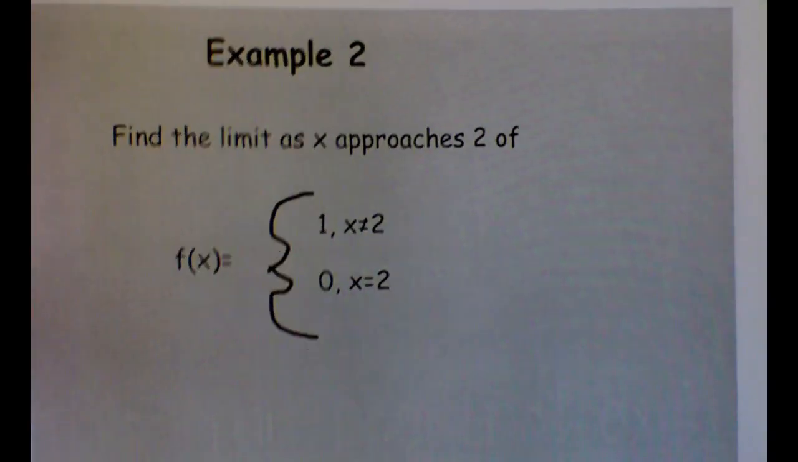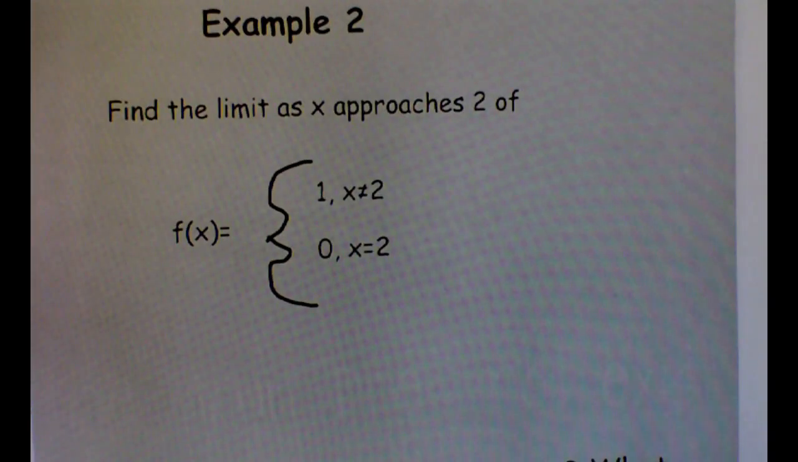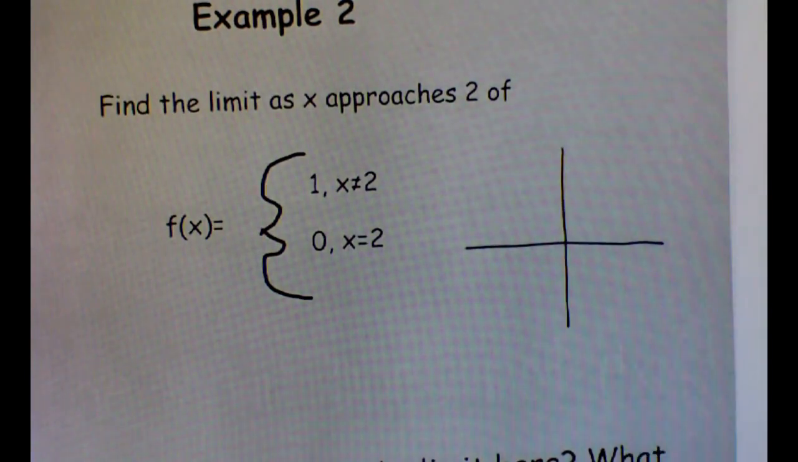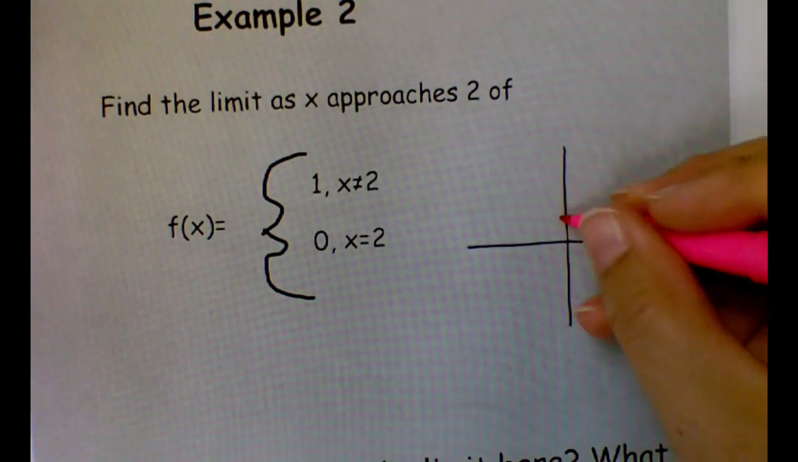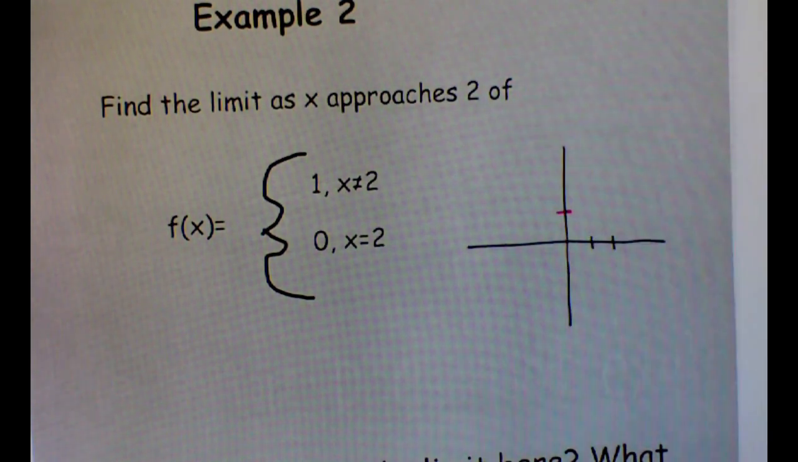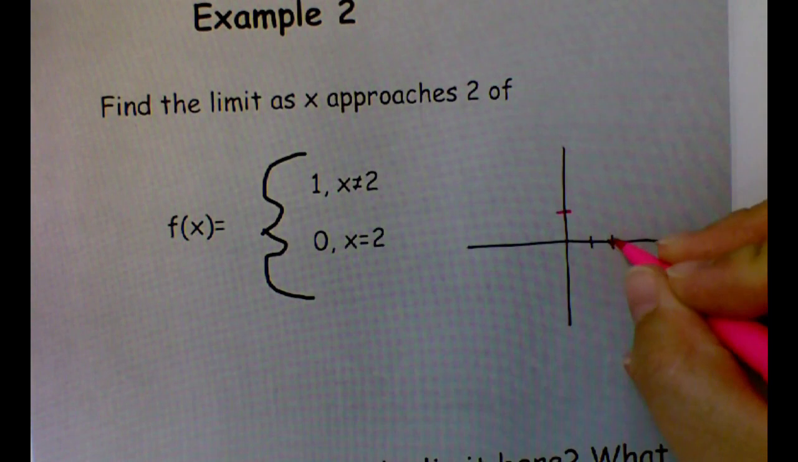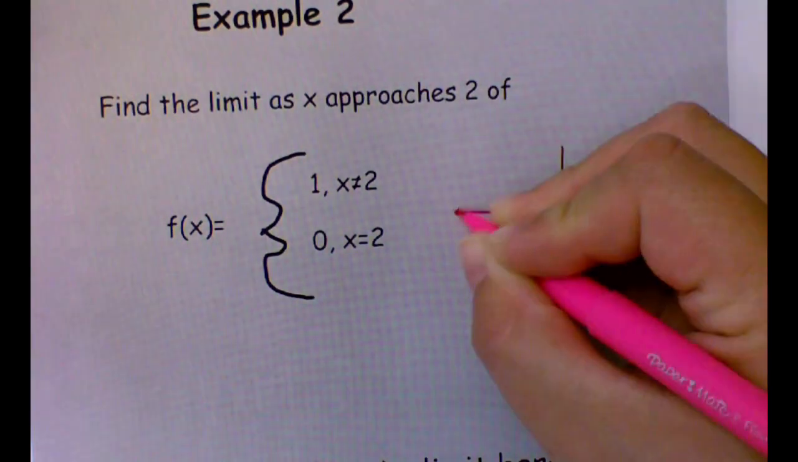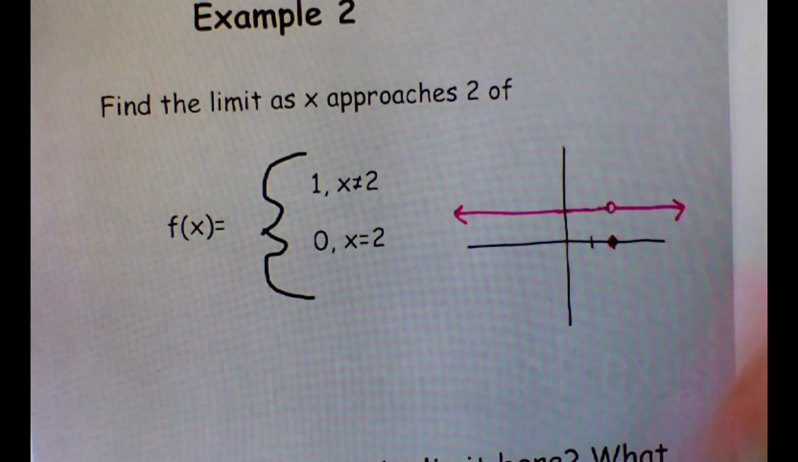Our next example, the limit as x approaches 2 of this function. So what is this function? Well, if I were to graph f of x equals 1, that's just a horizontal line. But that's everywhere except positive 2. And at positive 2, my function equals 0. So there's a hole in my function, and it's a horizontal line other than the hole.